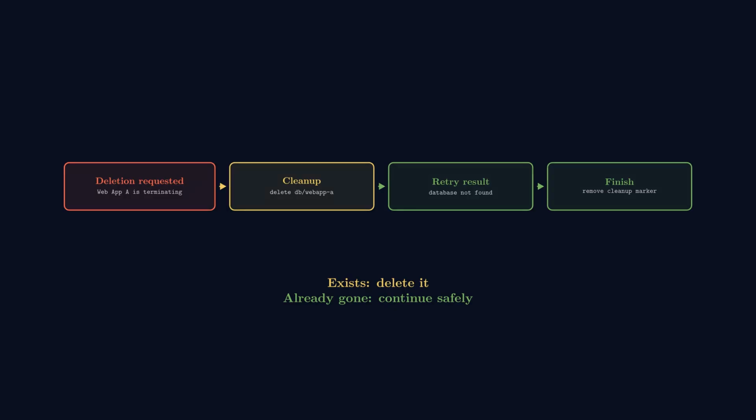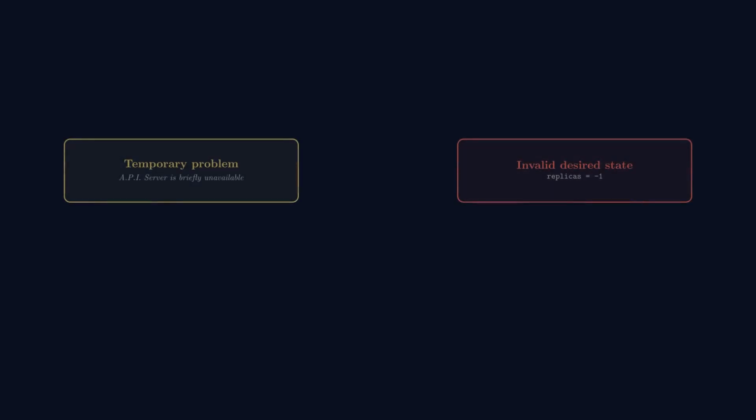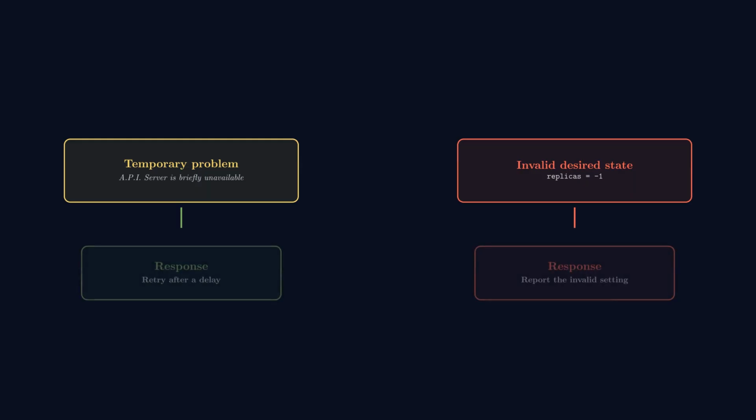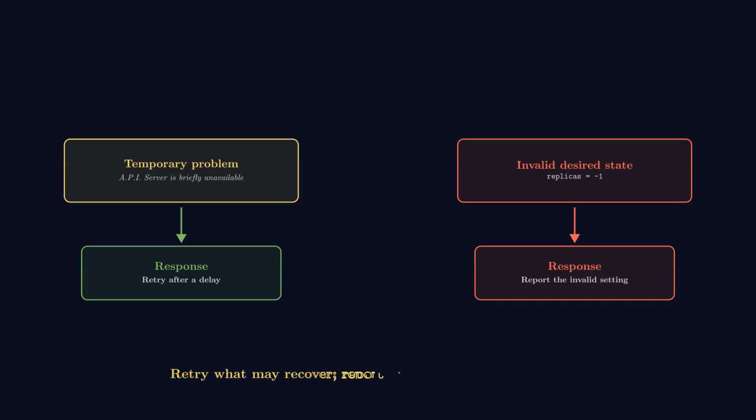Not every failure should be handled in the same way. A temporary network problem can be retried because the reconcile loop is safe to repeat. But an invalid desired state, such as a replica count below 0, will not become valid just because we retry quickly. In that case, the controller should report the problem clearly instead of creating an endless retry loop.